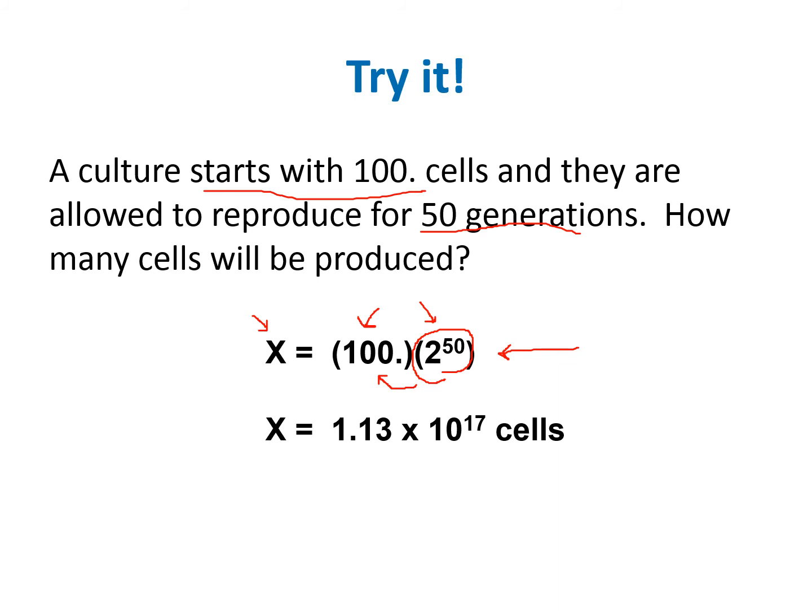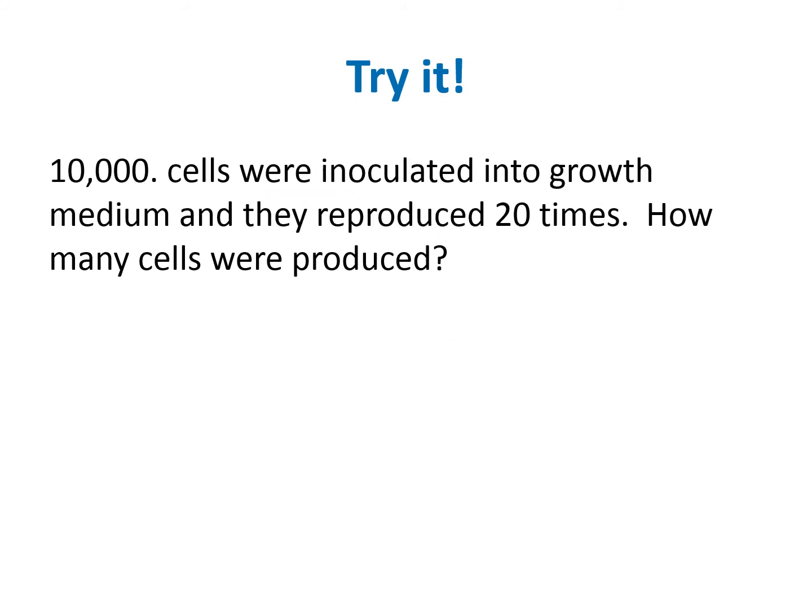Let's try another one. 10,000 cells were inoculated into growth medium, and they reproduced 20 times. How many cells were produced? You may want to pause the video, work the problem out on your own, and then press play to confirm your answer.